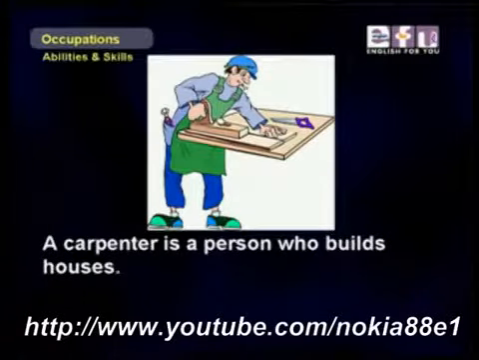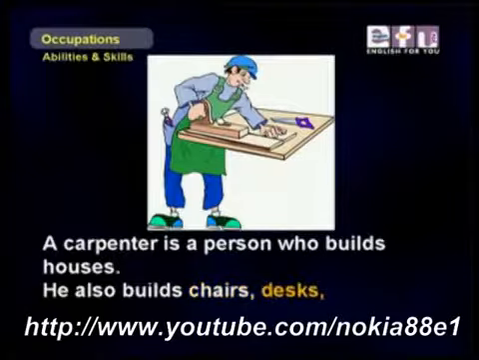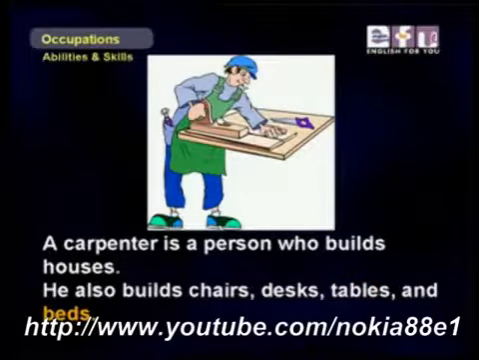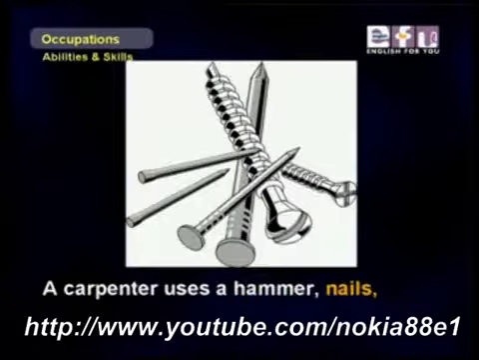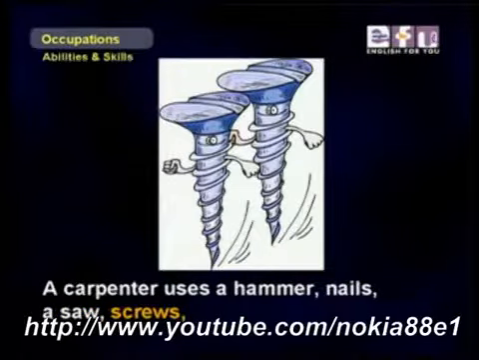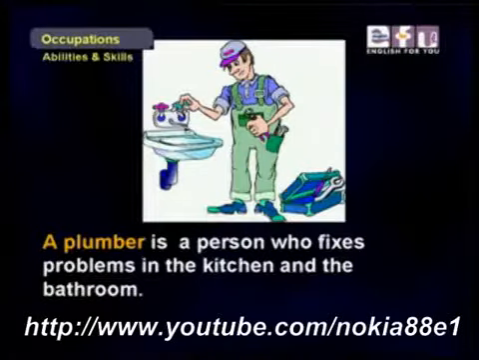A carpenter is a person who builds houses. He also builds chairs, desks, tables, and beds. A carpenter uses a hammer, nails, a saw, screws, and a screwdriver. Now, a plumber is a person who fixes problems in the kitchen and the bathroom.